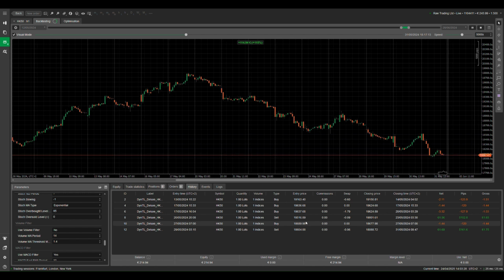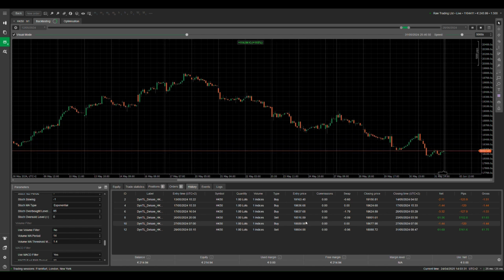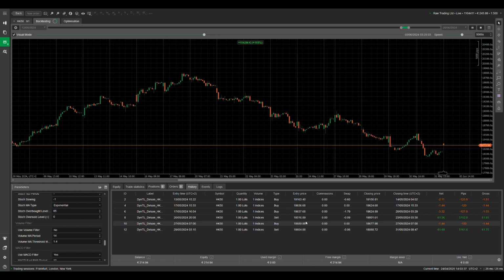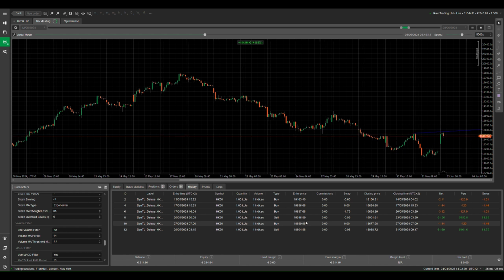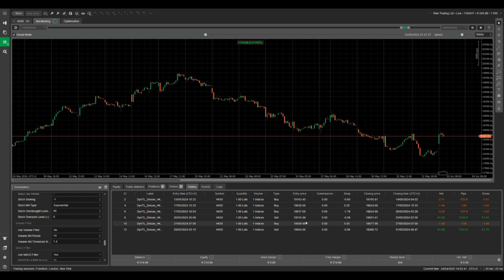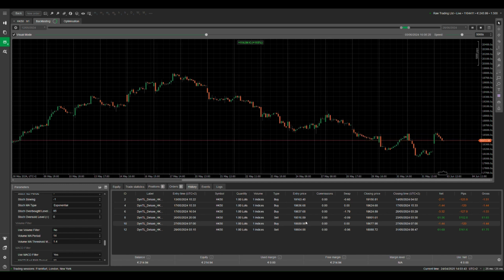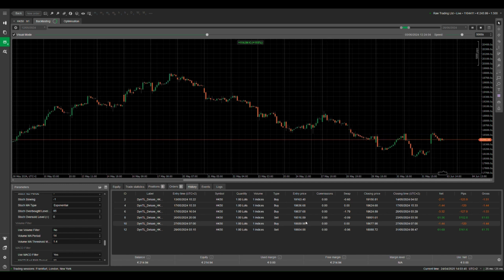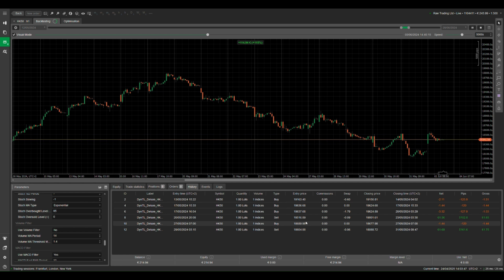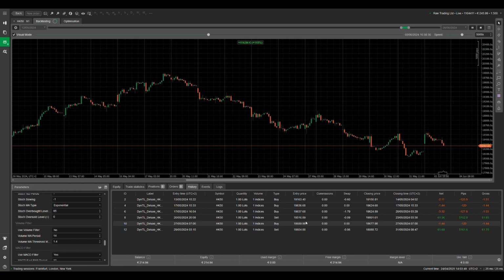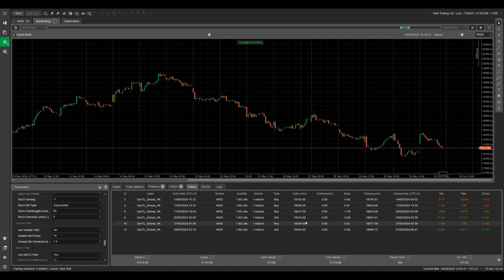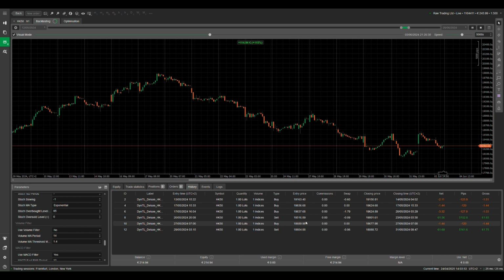Important disclaimer and risk warning: trading financial instruments, including Forex and CFDs, involves a high level of risk and may not be suitable for all investors. There is a real possibility that you may sustain a loss equal to or greater than your entire invested capital. Therefore, you should not invest money that you cannot afford to lose. Past performance, including backtest results, is not indicative nor a guarantee of future results.